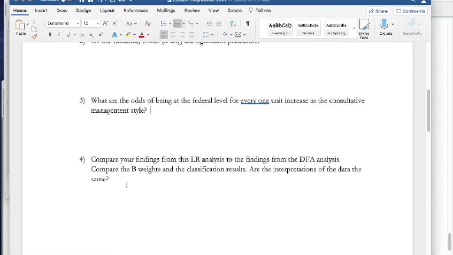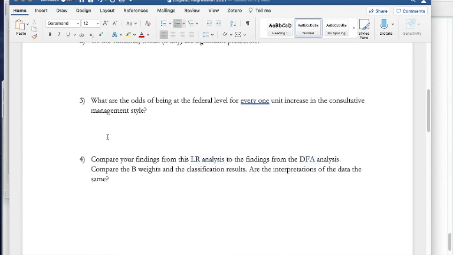So the last part of the lab asks you these 2 questions. What are the odds of being at the federal level for every 1 unit increase in consultative management style? And comparing your findings from this logistic regression analysis to the findings from the discriminant function analysis, the one that we did last lab, how are they the same and different? So compare those B weights and the classification results, and would you interpret the data in the same way? Just compare what we did this time and last time.